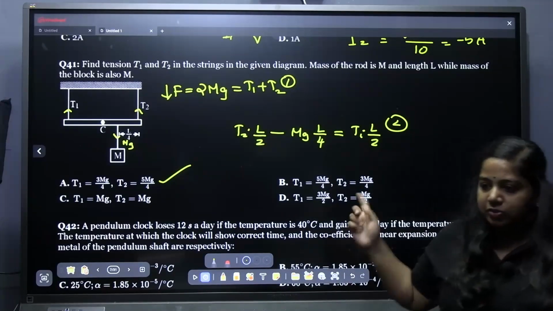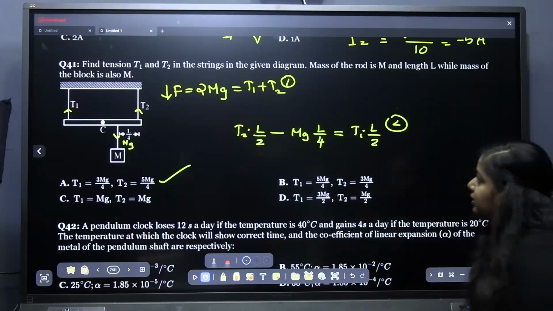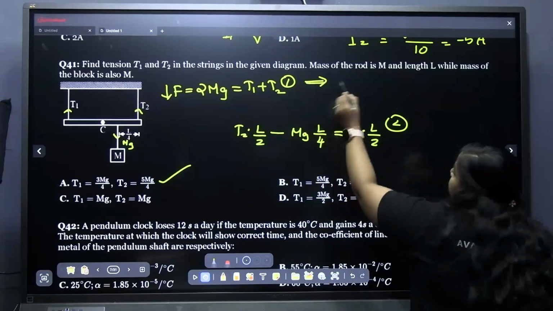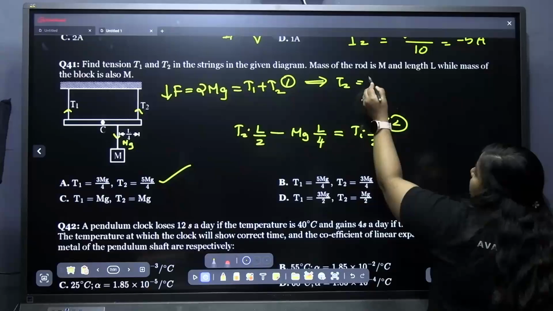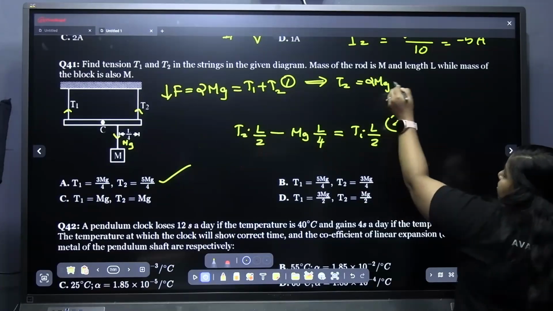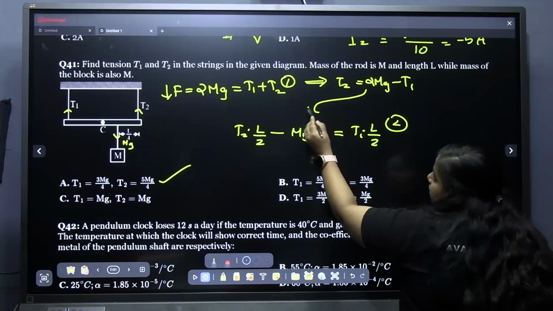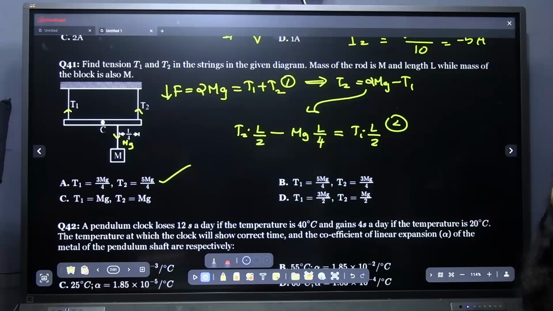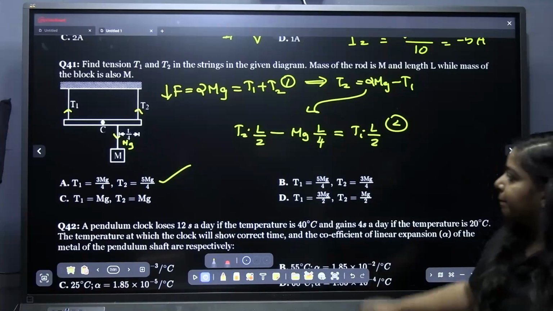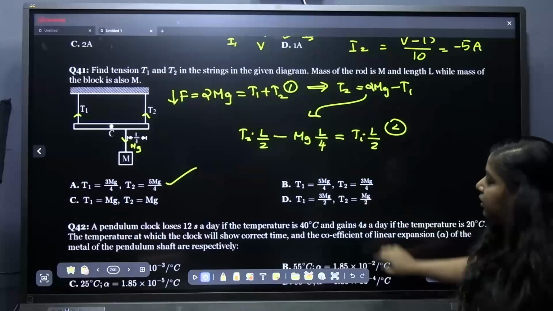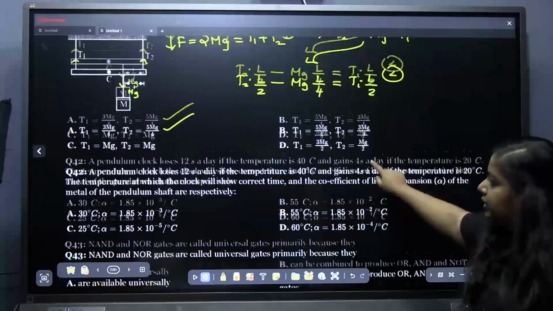Okay, please note these formulas. From this we will just substitute T2 equal to 2 mg minus T1 in this, and we will solve. Okay, I hope everybody understood that question.